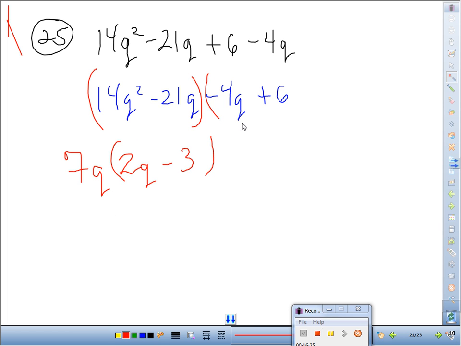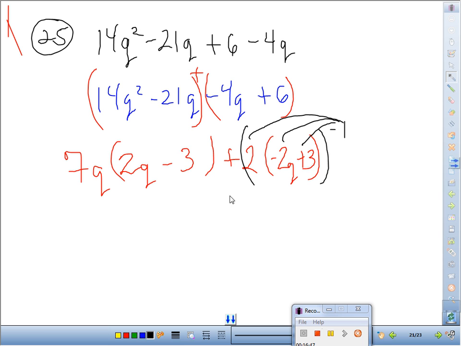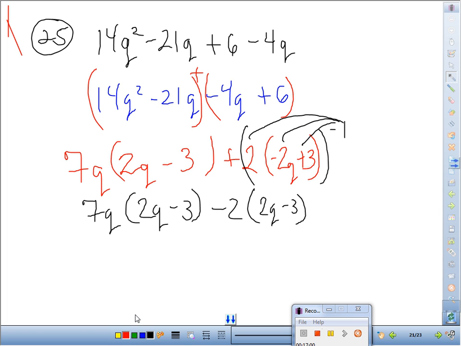Okay? From there, group the second one, including the negative, put a plus. What number divides the first term and the last term? 2. We're left with negative 2q plus 3. However, aren't these opposites? So therefore, multiply everything by negative 1. This becomes negative 2 times 2q minus 3. Bring this down, 7q times 2q minus 3. These are the same, so this is 2q minus 3, and then this is 7q minus 2.